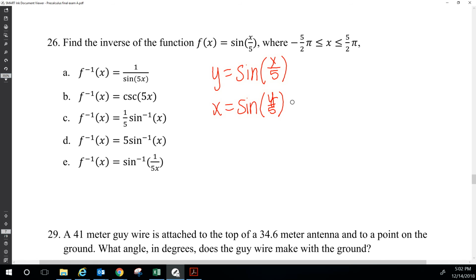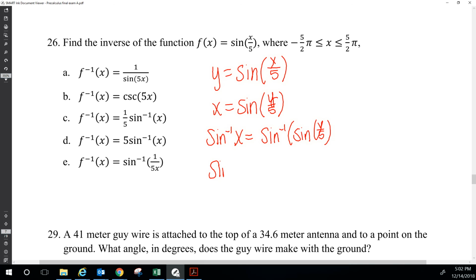Now I need to get y out of here. How do I get y out of the sine function? I take the sine inverse of both sides. So sine inverse of x is equal to sine inverse sine y over 5.